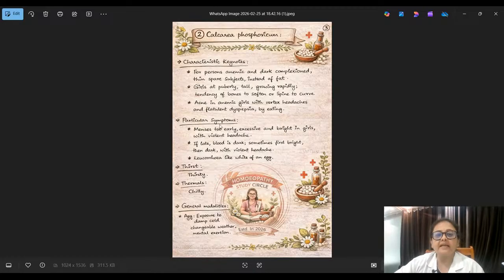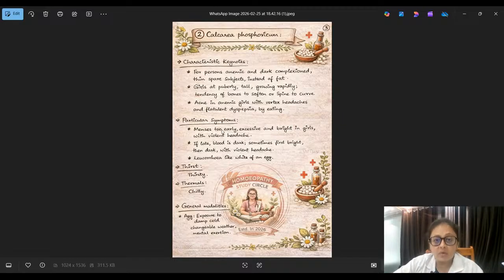Okay, next, particular symptoms. Menses too early, excessive and bright in girls with violent headache. See, even during menses, there is violent headache. In Antimonium crudum, there was toothache before menses. Here, there is violent headache, vertex headache during menses. And menses is too early and excessive and bright.